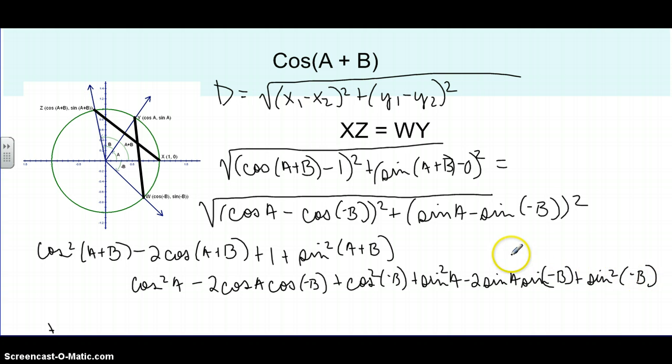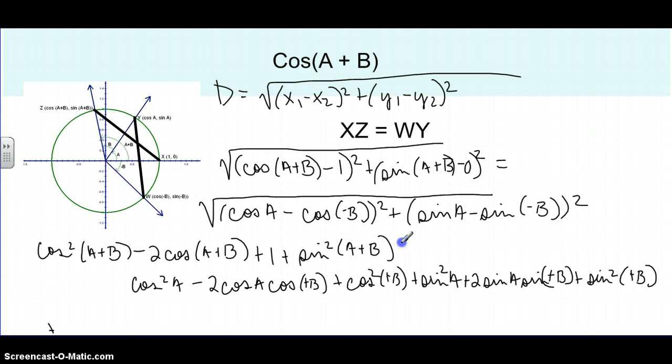Now, I'm going to use the negative angle identities to simplify this a little bit. So we know that cosine of negative b is equal to just cosine of b, so I'm going to change it to that, and do the same thing here as well. And sine of negative b is equal to negative sine of b. I'm going to change that to positive, and that's going to change that. And sine squared of negative b becomes sine squared of b, since when I make it a negative sign, it's going to get squared, and it's going to be positive again.